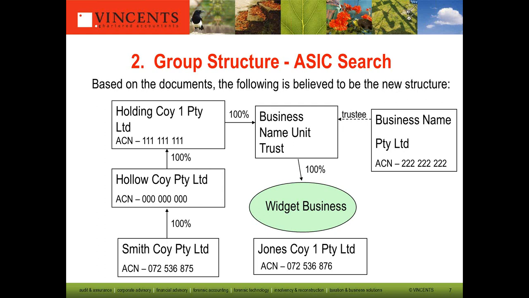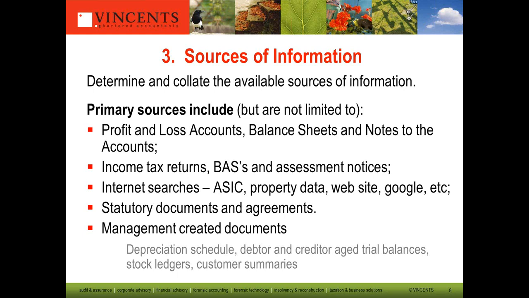So now we're at the stage where we understand the group structure. Now we can actually start collating information. So what source of information do we look for? Now obviously everyone starts with the profit and loss, balance sheets and notes to the accounts. They're a really important area. What it suggests there is you need at least the last three financial years and very importantly the financial year to date. We also need income tax returns, BASs and assessment notices.